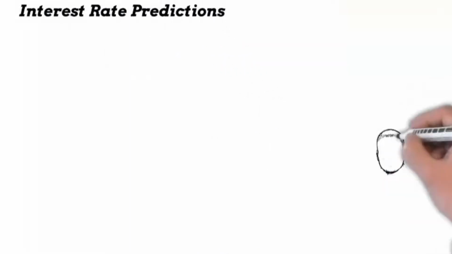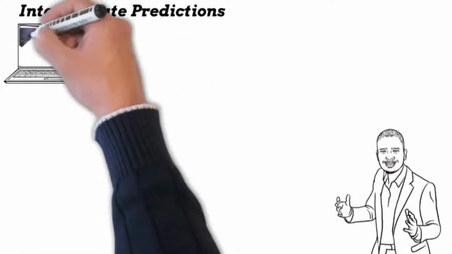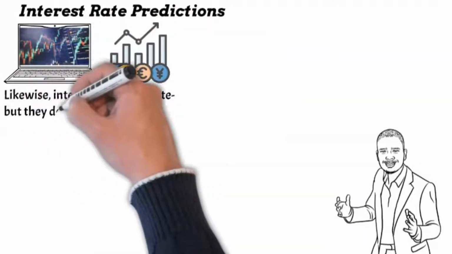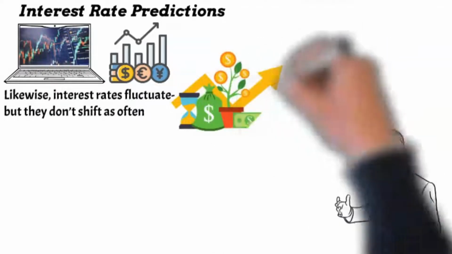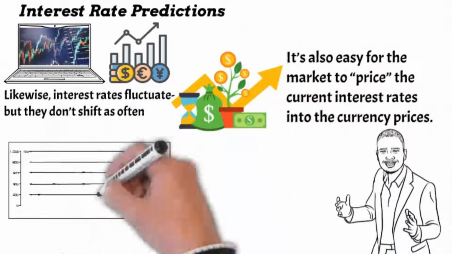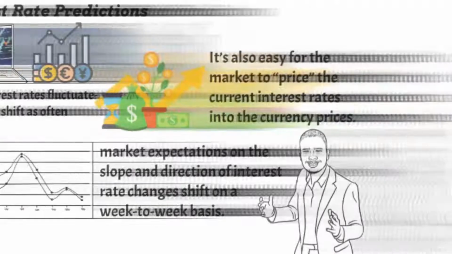Interest rate predictions. Like any other market, the Forex market is ever changing. Likewise, interest rates fluctuate, but they don't shift as often. It's also easy for the market to price the current interest rates into the currency prices. However, market expectations on the slope and direction of interest rate changes shift on a week-to-week basis.